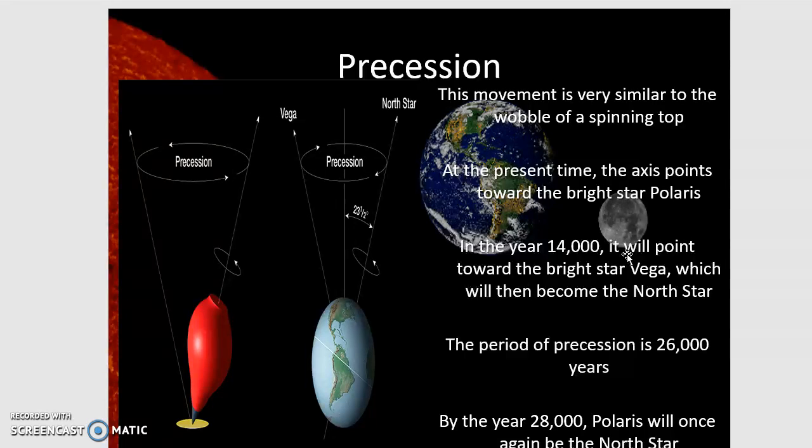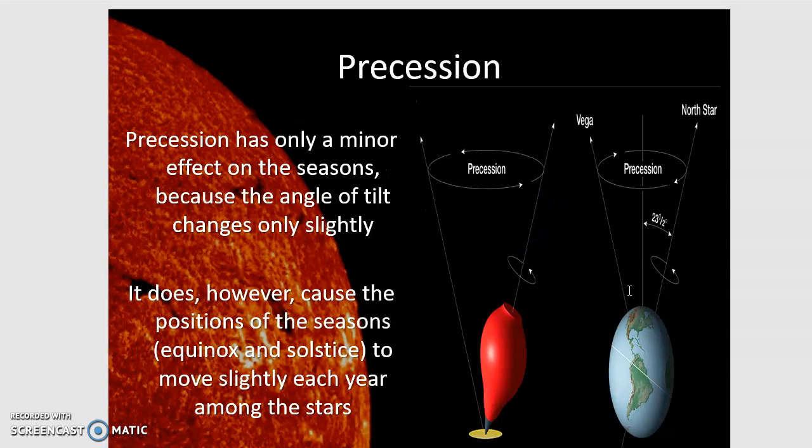It's very similar to the wobble of a spinning top. So since the Earth is wobbling, or should I say spinning, it's very similar to this motion, right? So this period of precession is about 26,000 years. In the year 14,000, we'll point towards the bright star Vega, which will then become the North Star. And by the year 28,000, Polaris will once again be what we call the North Star. So this kind of changes over time. Right now, our North Star is Polaris.